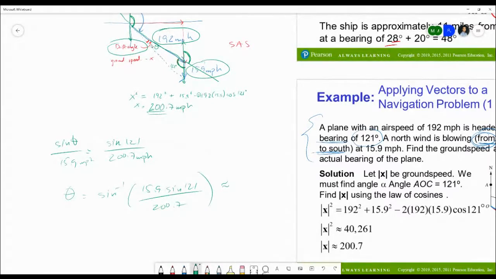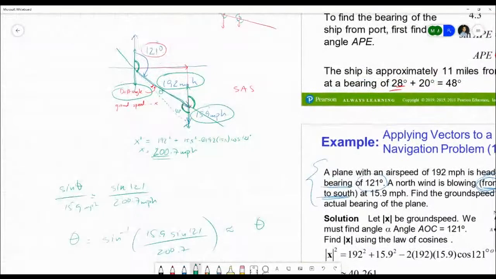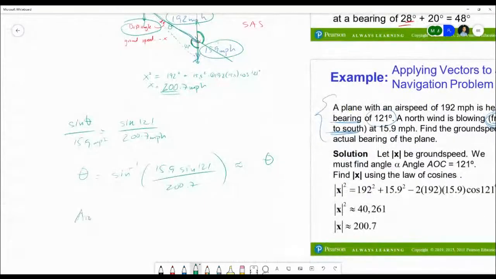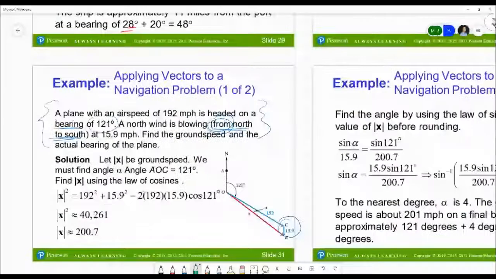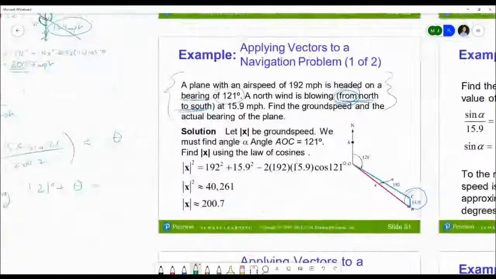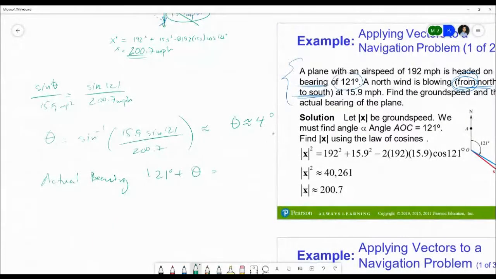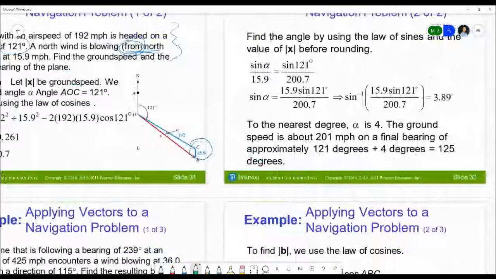And this angle is going to be very small because the wind is not going to alter it all that much, okay? So whatever this value theta is, make sure that you add the original angle, which is 121 here, to that drift angle to get the final bearing. So the actual bearing is going to be 121 plus theta. Let's see what this theta is. 3.89 degrees, or about 4 degrees. Okay, so that's not a lot, right? So our final one is 121 plus 4, or about 125 degrees.